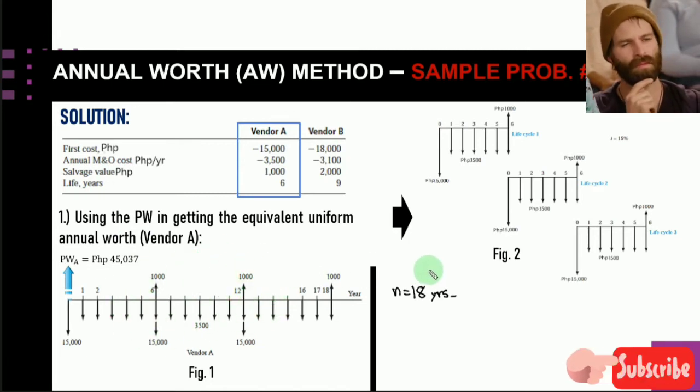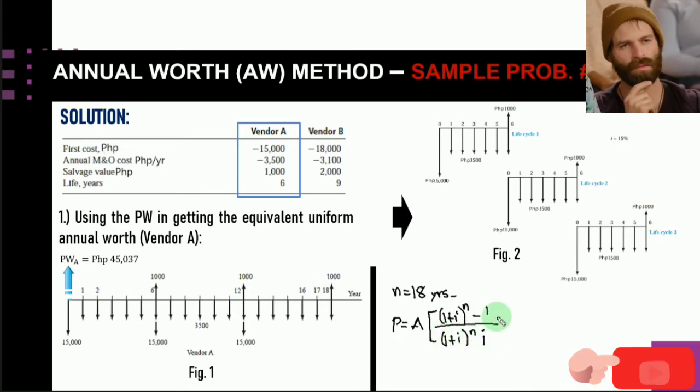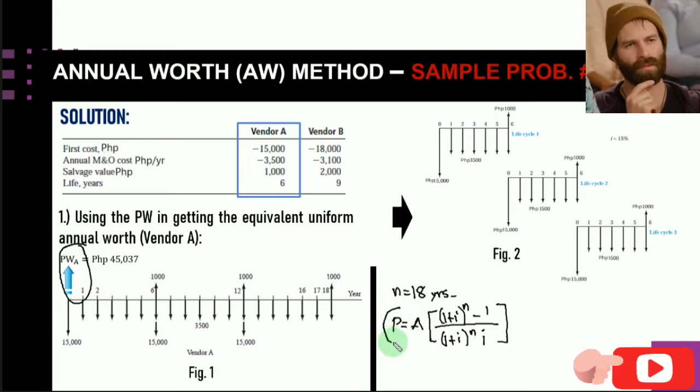Okay, so from this one, we have P is equal now to A times 1 plus I raised to the n minus 1 all over 1 plus I raised to the n times I. Why do we need to use this formula in the first place? You may ask why it is that we are going to use this formula. Because we are dealing with this present worth value. So that is why we need to consider this formula for P, the present or the principal value.